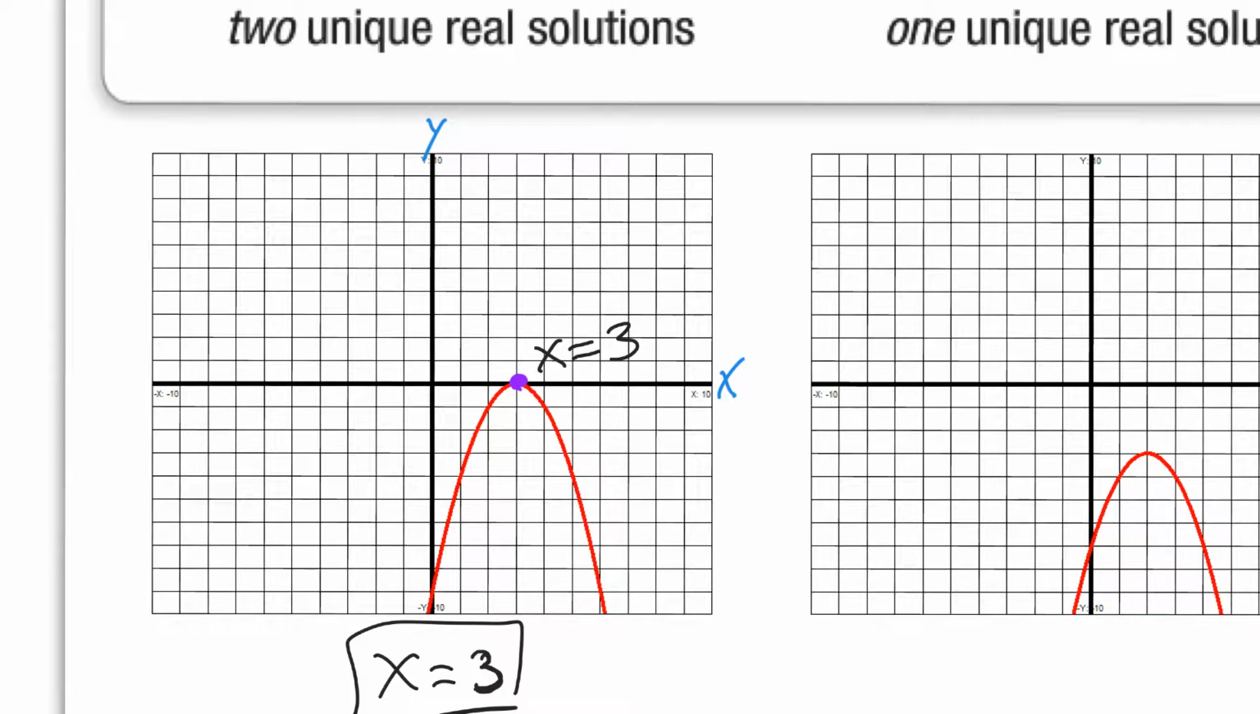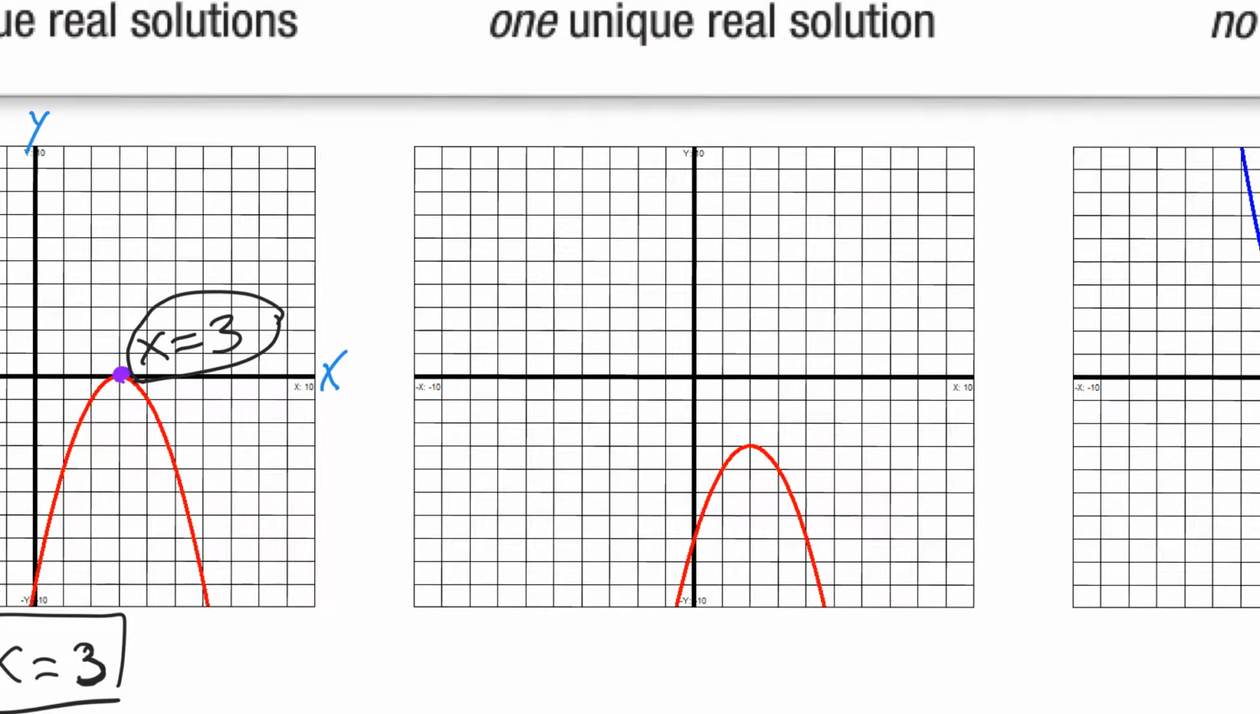Sometimes it is already done. Sometimes we have to use a tool to graph the parabola, and then we have to look for those solutions. Now let's look at the next one. The next one, and let me just go back here. This here means that we have 1 real solution because it touches 1 time on the x-axis.